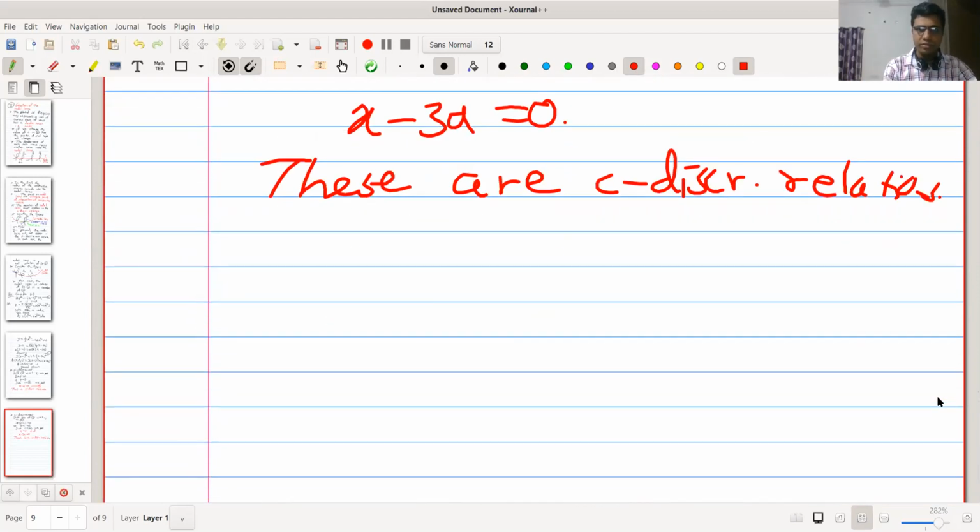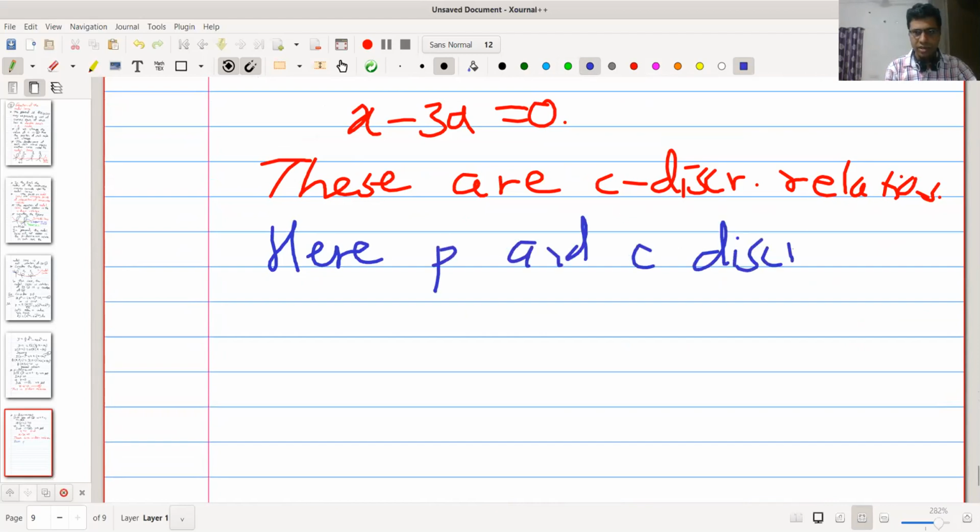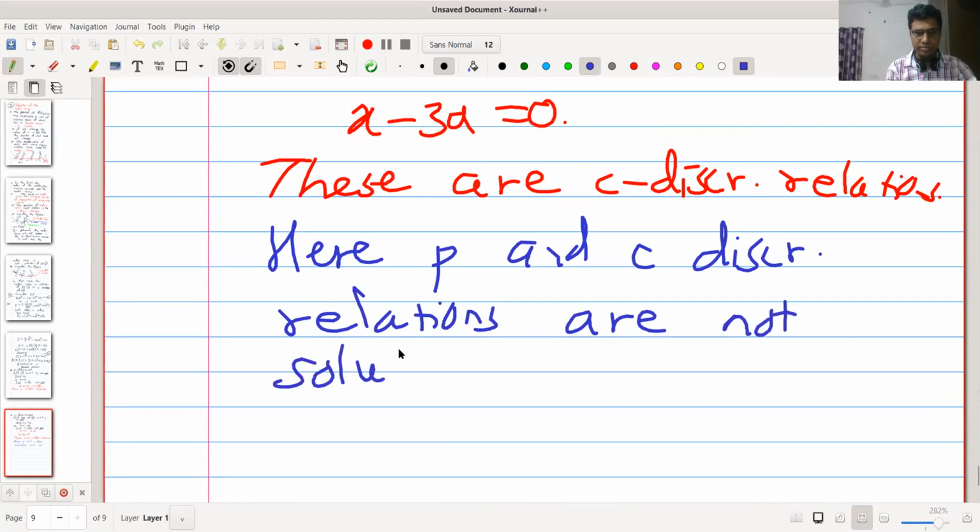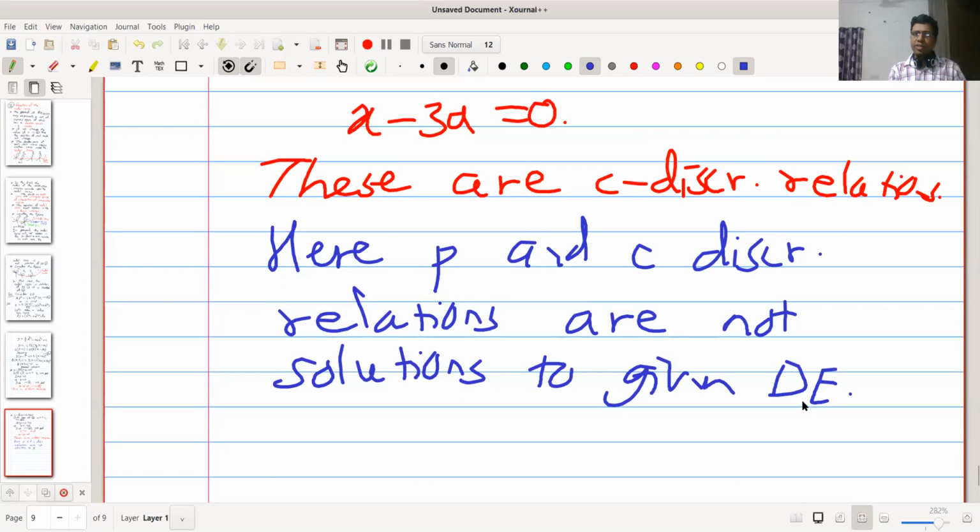Okay, so the p discriminant and c discriminant relations are not solutions to the given DE. Okay, so the p discriminant relation, that is x equal to a, doesn't appear in the c discriminant relation, and vice versa. Okay, so these are not solutions.